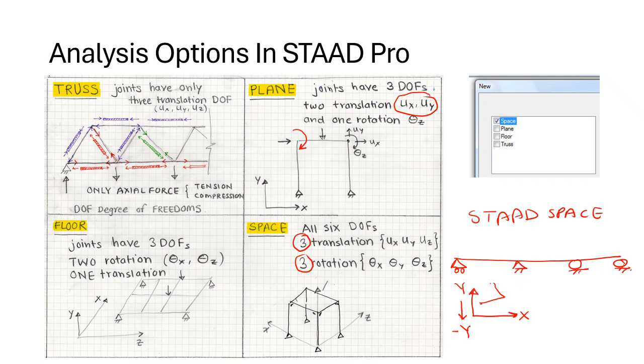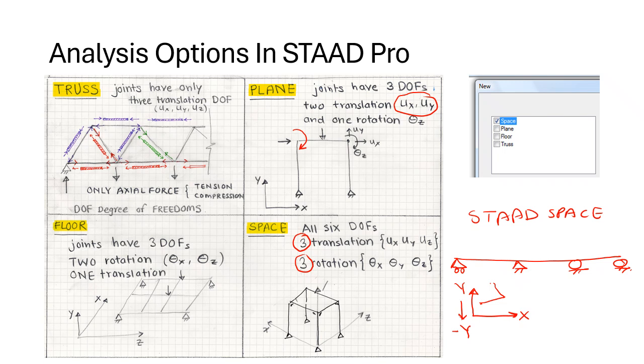And when we say truss, each joint will have only translation degrees of freedom, so the members will take push or pull. That is about truss. In plane, we can take bending and shear. And in space, 3 translation and 3 rotation, so each member at its ends will have 6 forces: Fx, Fy, Fz, Mx, My, Mz.